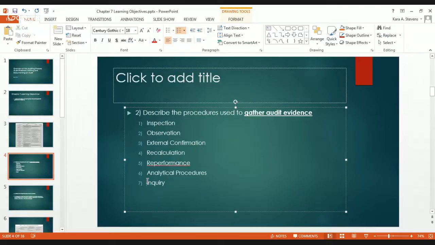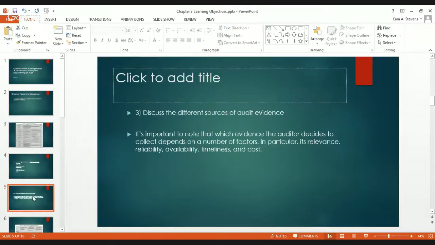So the book goes into a lot of detail, but just to highlight some of the main points with this audit evidence. Number 3, discuss the different sources of audit evidence. Again, it's important to note that whatever evidence the auditor decides to collect does depend on a number of factors. The relevance, is this useful? Is it something that I can use? Is it reliable? Is it something that seems like a valid source of documentation? Is it available? Let's be realistic about what we're trying to ask for. Can I actually obtain that information?